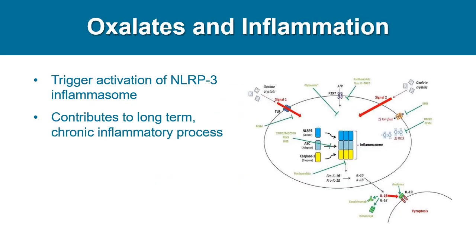Here's where it gets really interesting. Oxalates can trigger a specific inflammatory mechanism called the NLRP3 inflammasome. When that inflammasome is activated, it starts the cell danger response. And when our body is not able to complete all three stages of that cell danger response, we stay stuck in these chronic inflammatory processes. So as long as oxalates are present in the body, we get this continuous activation of the NLRP3 inflammasome, and it's difficult for the body to pull out of this inflamed state until we resolve the oxalates themselves.